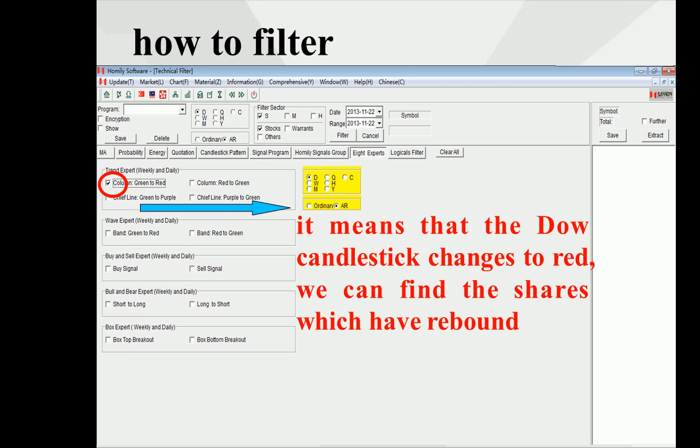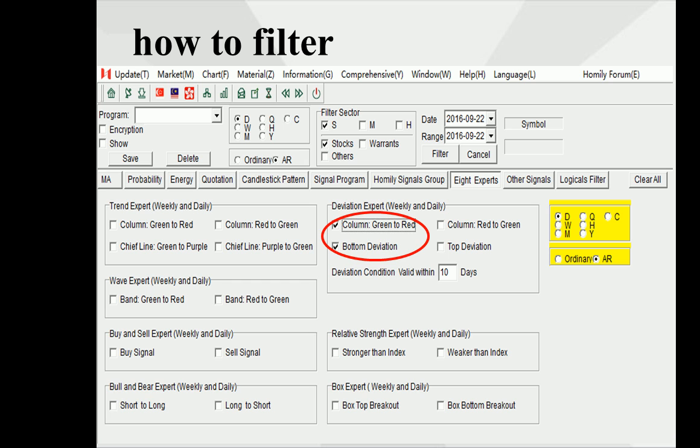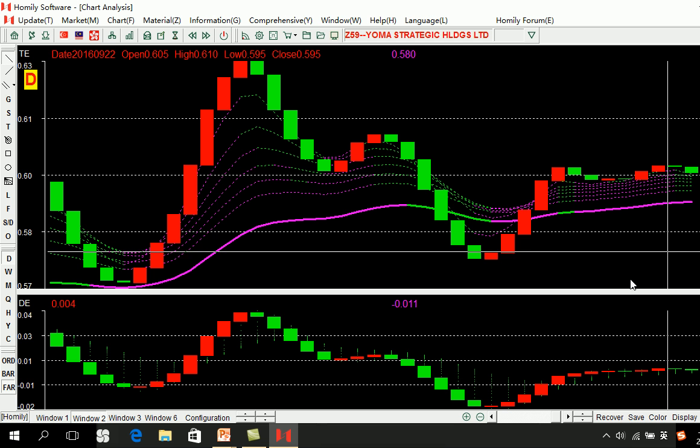Then the next situation, how to filter. This one is for the deviation expert. The column green to red means money inflow, right? Then bottom deviation is good. Then we can filter. So let's see whether we can filter some stocks or not.